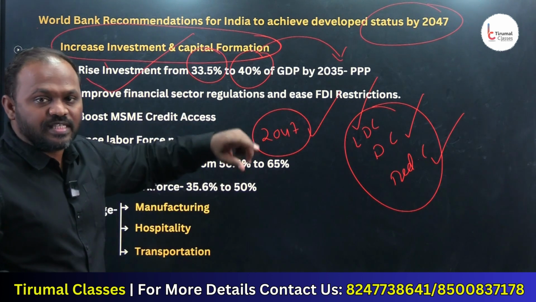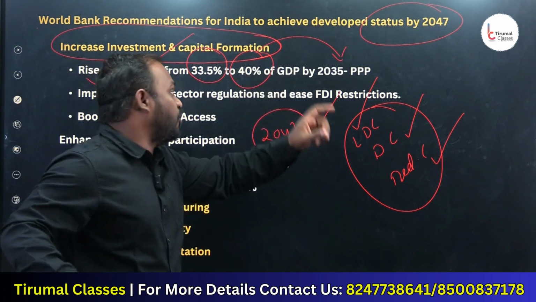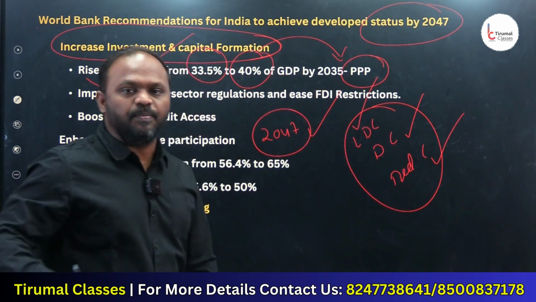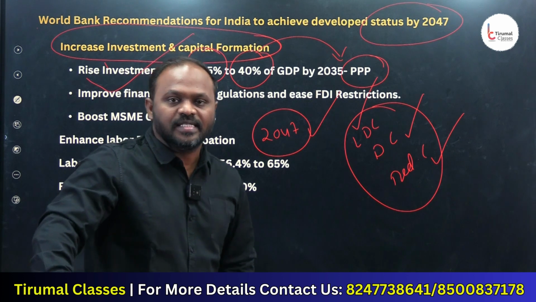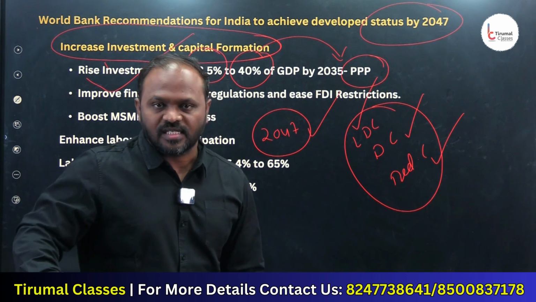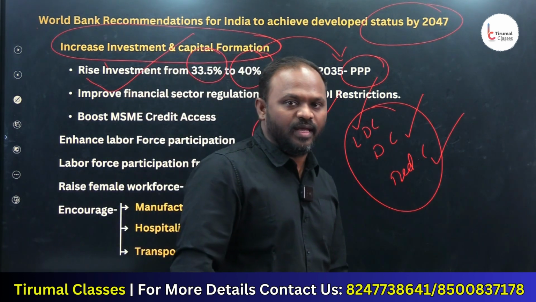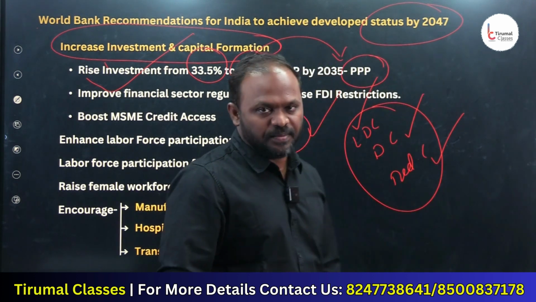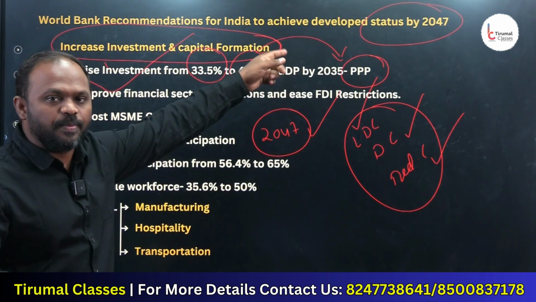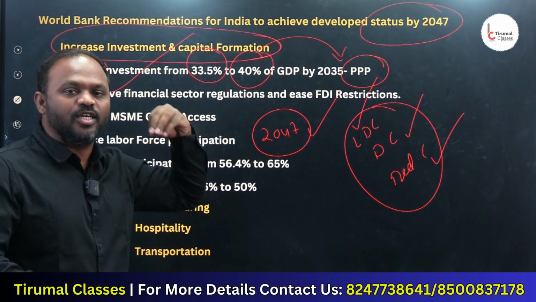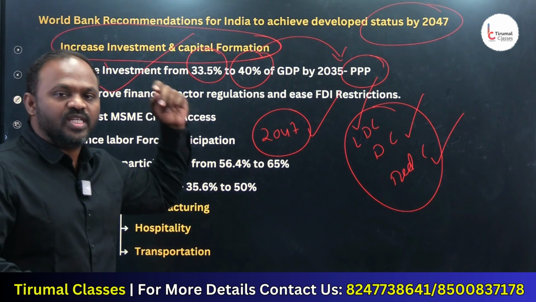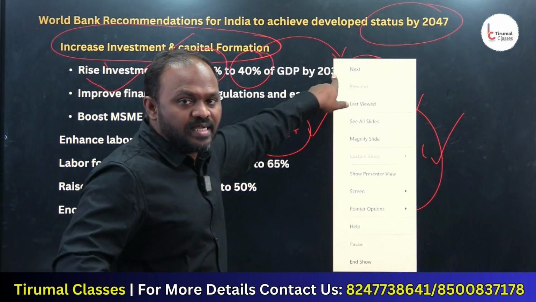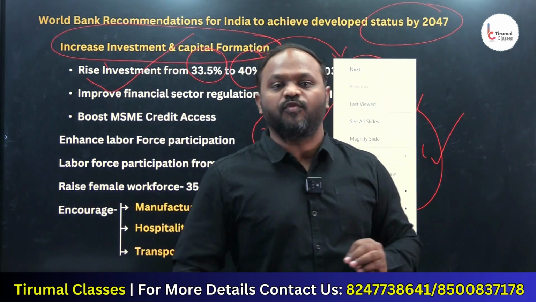But this rise of investment from 33.5 to 40% is based on the PPP model, public-private partnership. You see, India is not a capitalist country, not a completely socialistic economy. We are living in a mixed economy where public and private have equal partnership. So, by the model of public-private partnership, India wanted to raise investment from 33.5 to 40% by 2035. Hence, we can be a developed country by 2047.